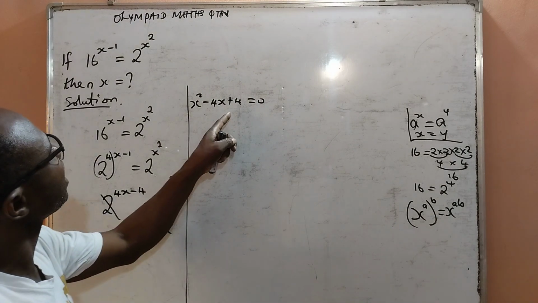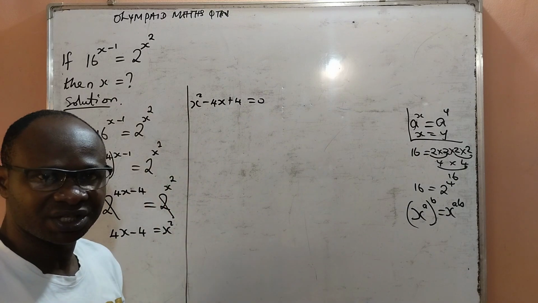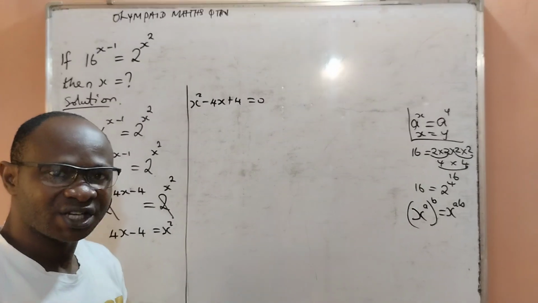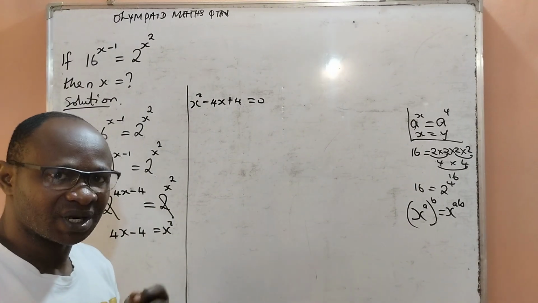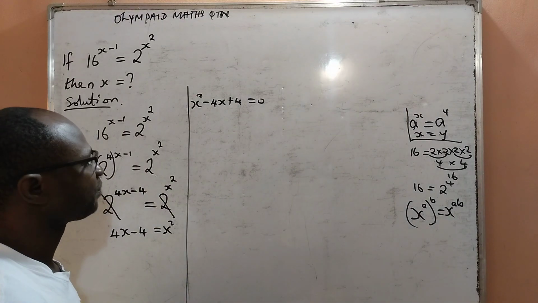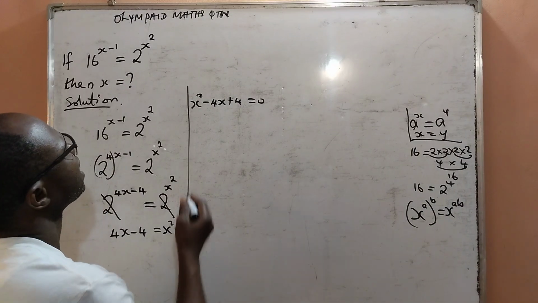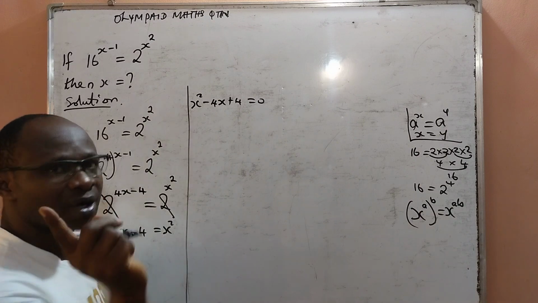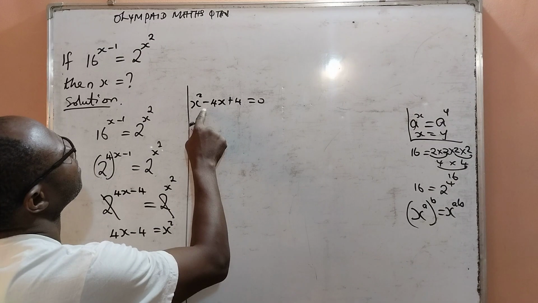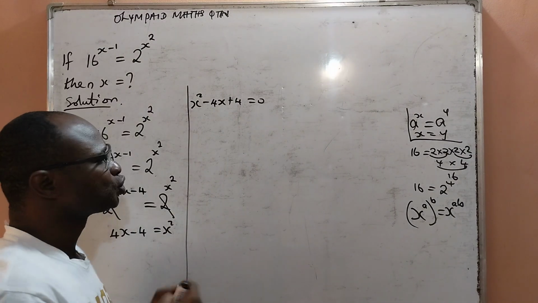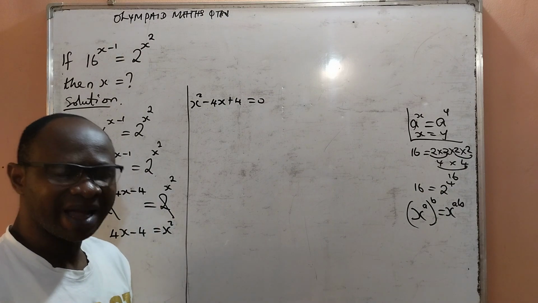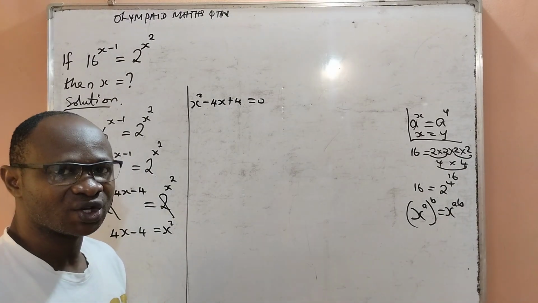Alright. At this point, it has become a quadratic equation. I want to resolve it using the factorization method of solving quadratic equations. There are so many methods, but I want to use the factorization method. In this method, I will look for two numbers whose product will give me plus 4, while the sum will give me minus 4. Two numbers that when I multiply them, I will get plus 4, and when I add the two numbers, I get minus 4.